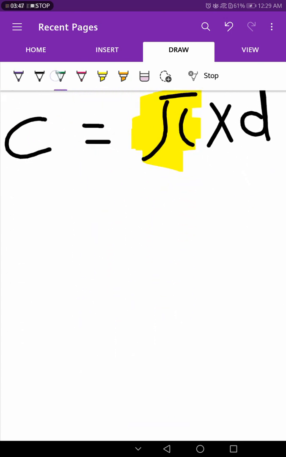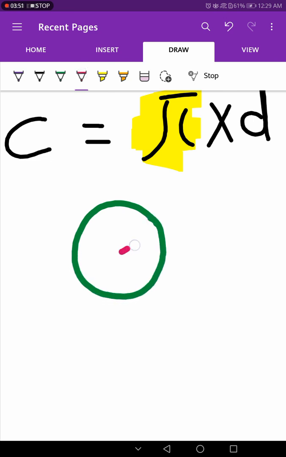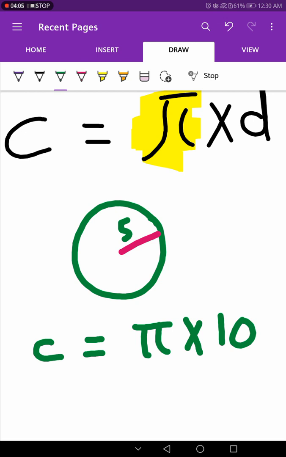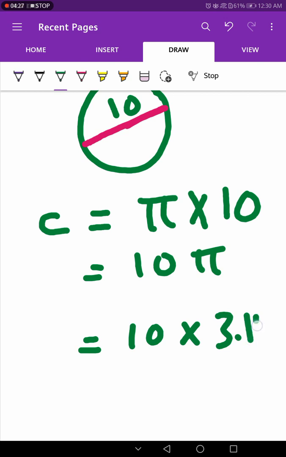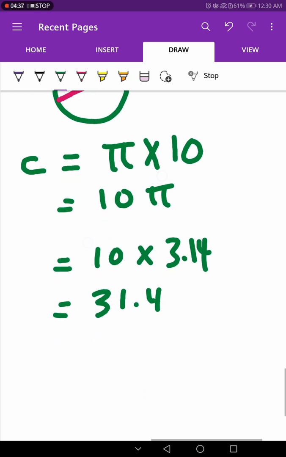Example, if I have this circle and they give me r equals 5. What is the circumference here? The circumference is c equals pi multiplied by 10. Teacher, it is 5. Yes, the r is 5, and I said you need the diameter, so it is 10. So it equals 10 pi. You can continue, 10 multiplied by 3.14, which equals 31.4, whatever the unit. Let's suppose it is meters, so here it will be meters.